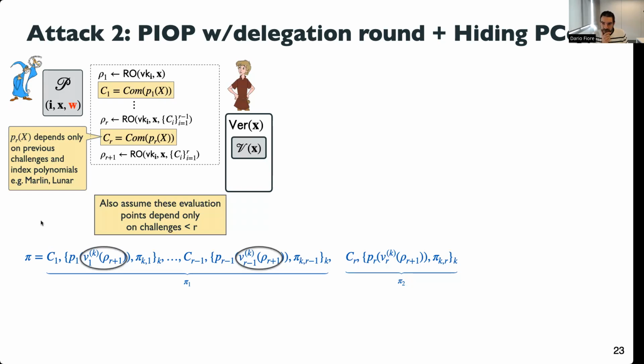Another observation that is important for the attack is that all the polynomials that were sent before this delegation round will be queried on points that depend only on challenges before the delegation round. So essentially these polynomials V1 of K are constant polynomials in their input. And this is a property that polynomial IOPs, such as those in Marlin and Lunar, satisfy, so it's not something unnatural. For the compilation of such a polynomial IOP, we can break the proof in two parts: the first R-1 rounds, and then the last round.